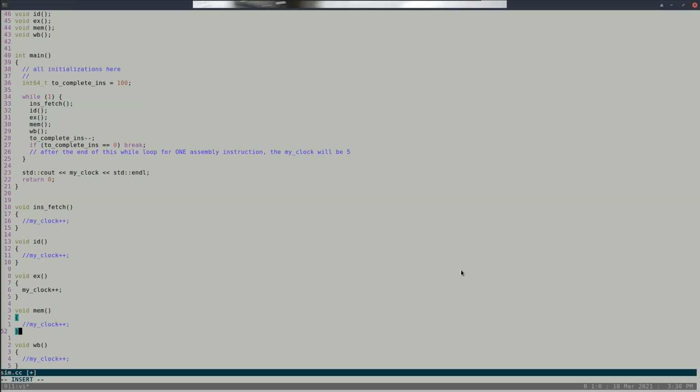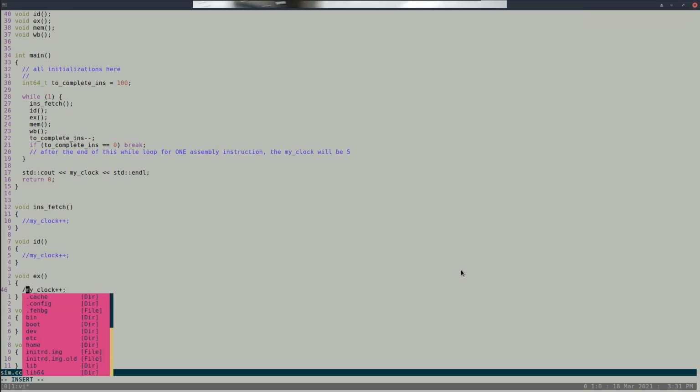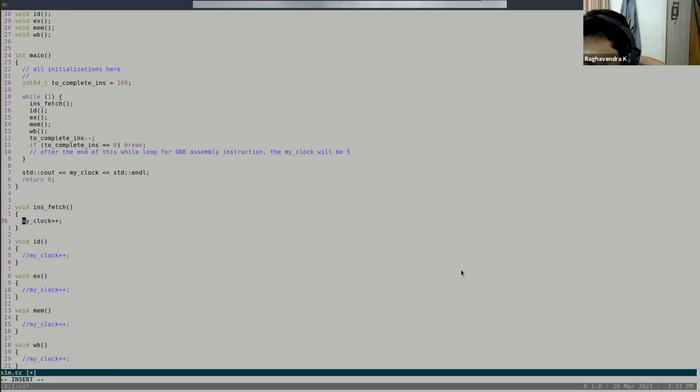Sir, maybe we can do it in instruction fetch, because even if we have a stall, we will eventually do instruction fetch only. Okay, excellent. So somebody's saying we'll do it at instruction fetch. Okay, does everybody agree with it?